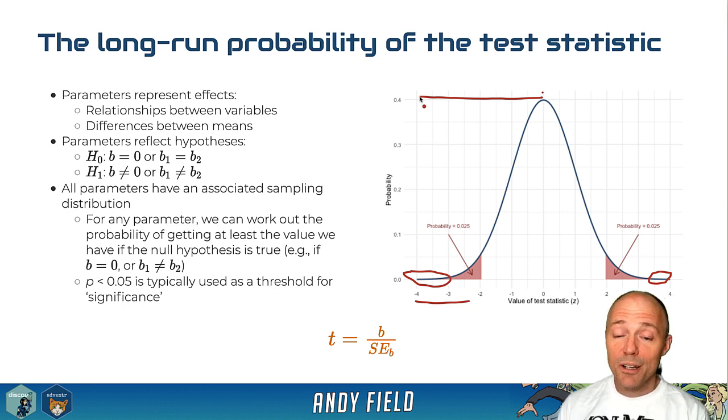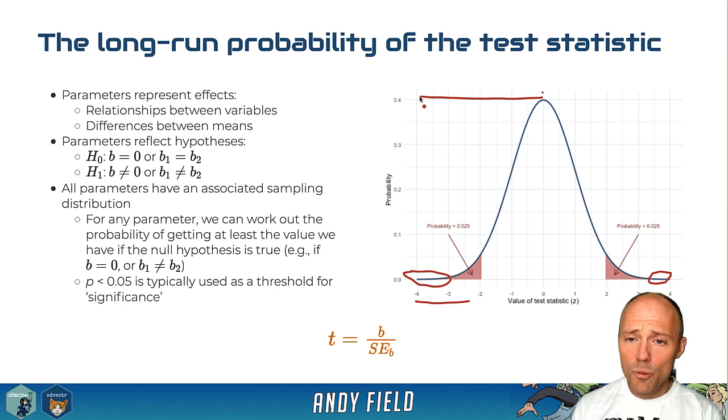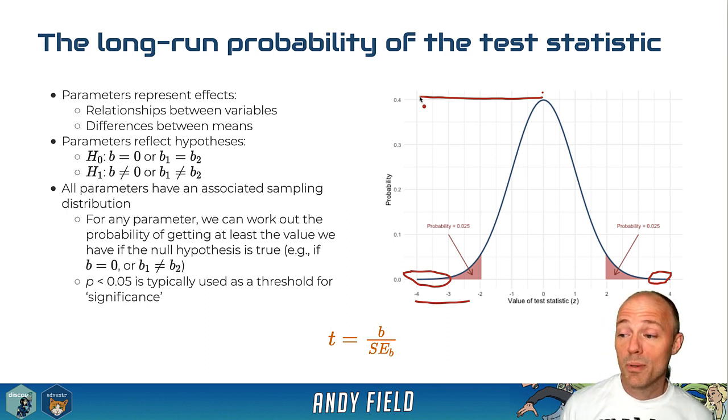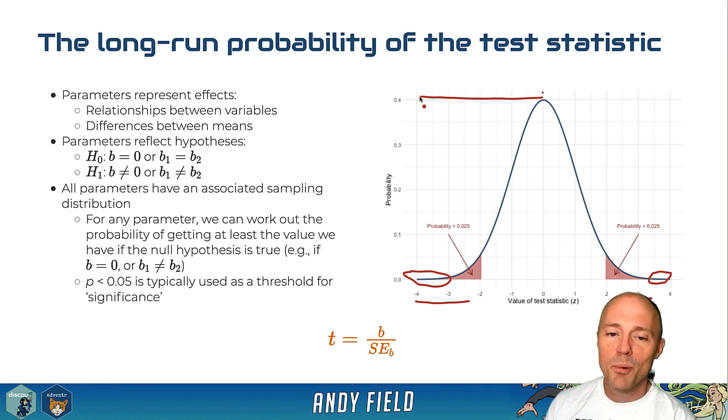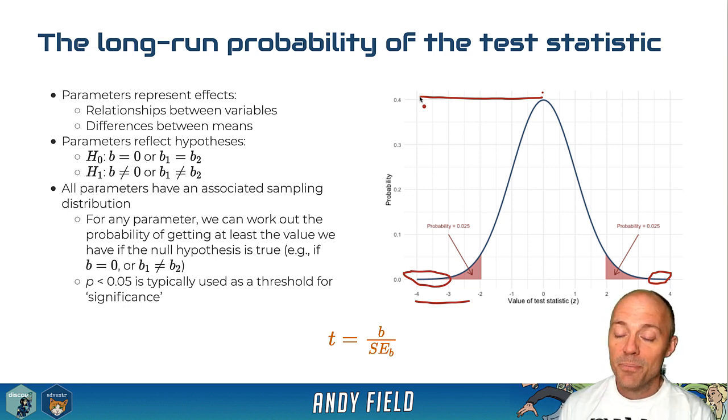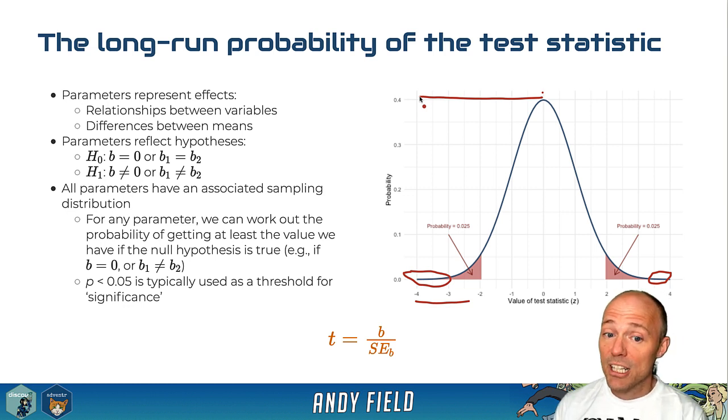Now, if we're using a 0.05 threshold, and our alternative hypothesis is just saying that our beta is not 0, that's what's known as a two-tailed hypothesis. We're not predicting that it will be bigger than 0 or smaller than 0, we're just saying it won't be 0, then that 0.05 probability gets split over the two tails of the distribution, because we're prepared to accept that the effect could be in either direction.